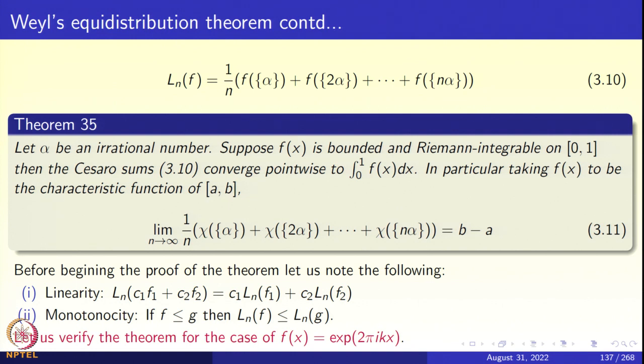Let's look at theorem 3.5. So let alpha be an irrational number and let f of x be a bounded Riemann integrable function on 0, 1. The average is 3.8.